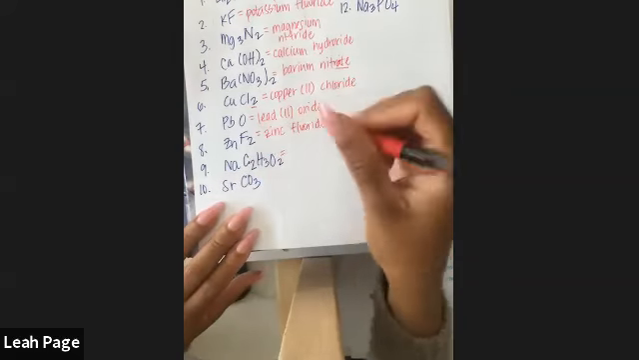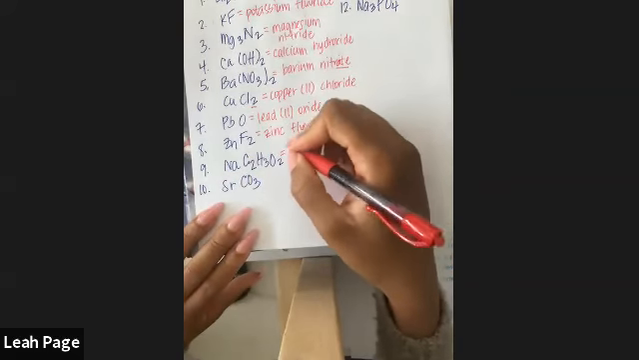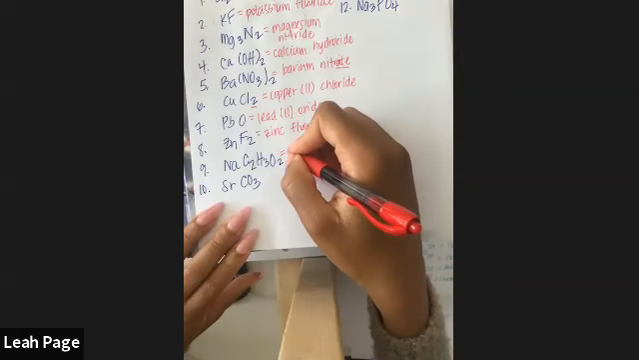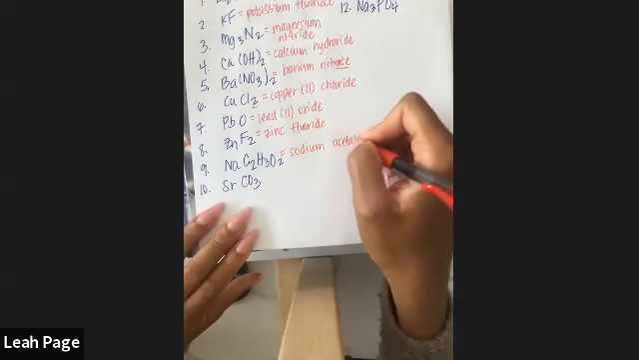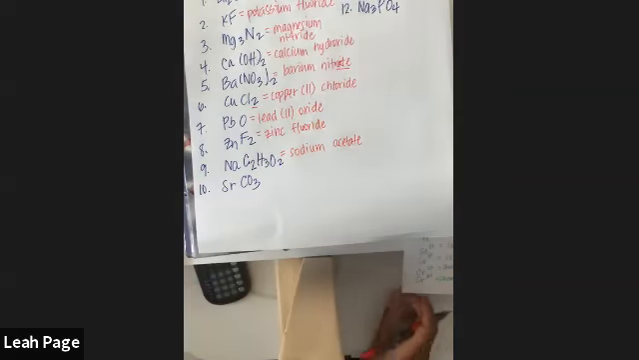What about number 9? Sodium acetate. Sodium acetate, perfect. And guys, when we look at acetate on the polyatomic ion sheet that I gave you, there are 2 formulas for acetate. They're the exact same formula.